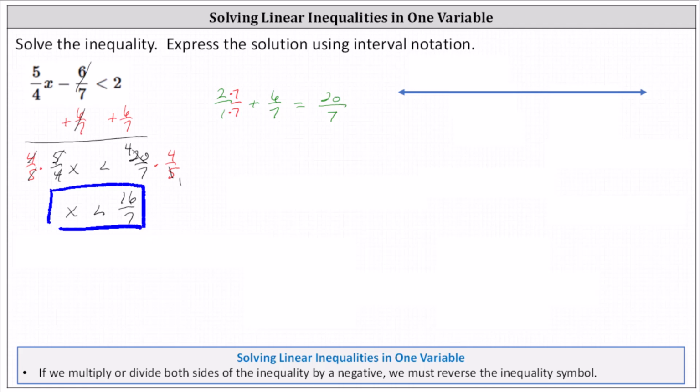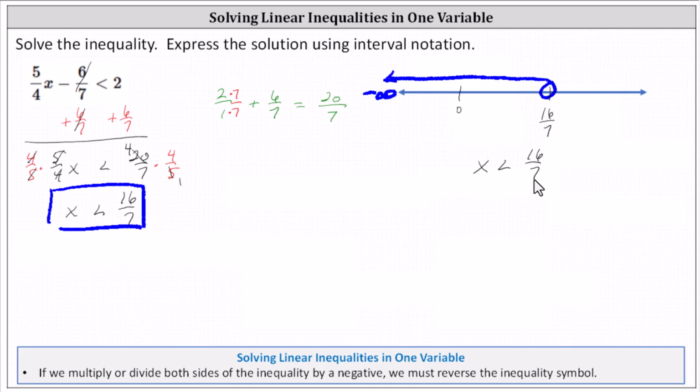But we do want the solution using interval notation. Before we do this though, let's graph the solution on the number line. Let's just say 0 is here and 16/7 is here. Because we have x is less than 16/7, 16/7 is not part of the solution. This indicates we make an open point on 16/7 and sketch an arrow to the left. Notice as we move to the left, we approach negative infinity. So this is the graph for x less than 16/7.